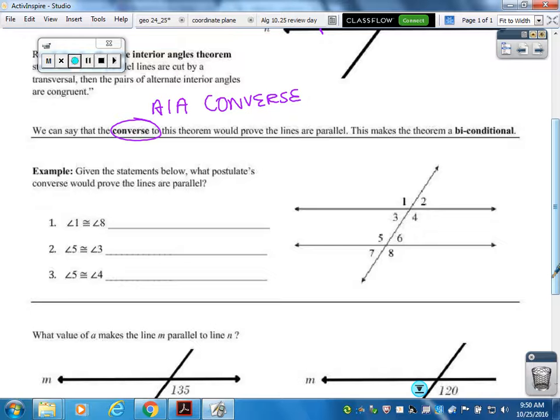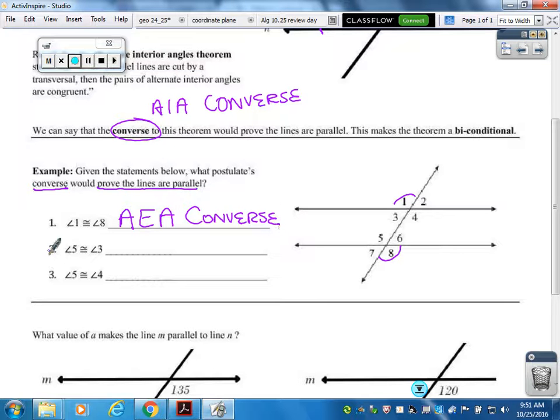So, some other examples. Given the statements below, what postulate's converse would prove that the lines are parallel? Again, note that we use the converse when we want to prove the lines are parallel. Looking at angles 1 and 8, here's angle 1 and here is angle 8. We're told that they are in fact congruent, and looking at them, they are alternate exterior angles. But since we're using the converse to say that the lines are parallel, we want to say alternate exterior angle converse.